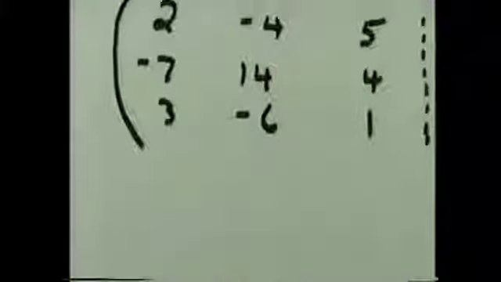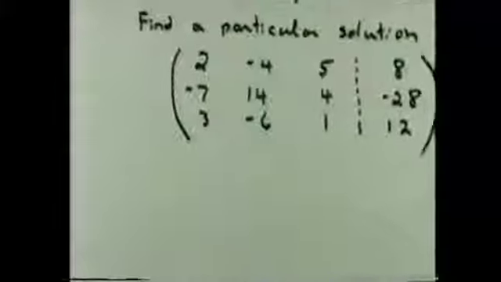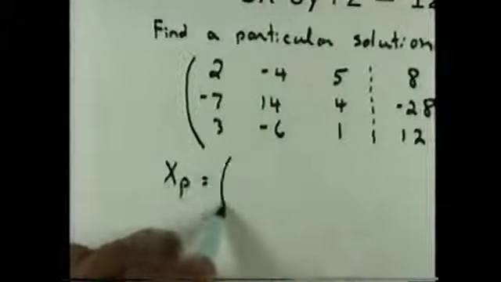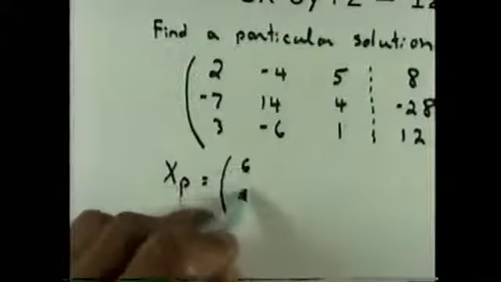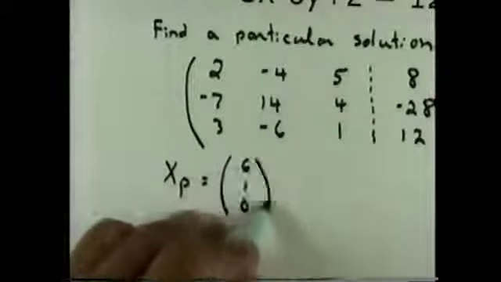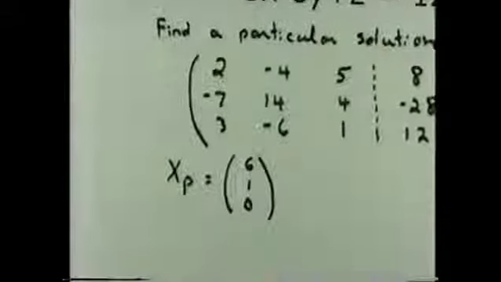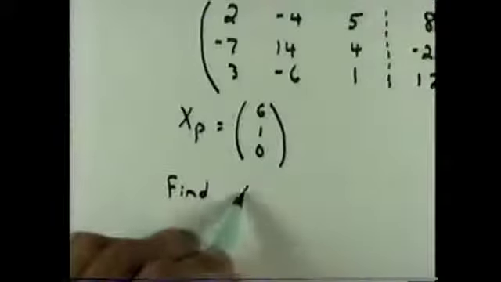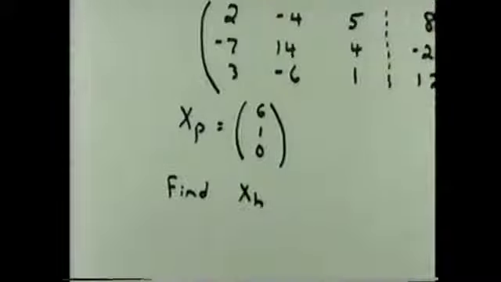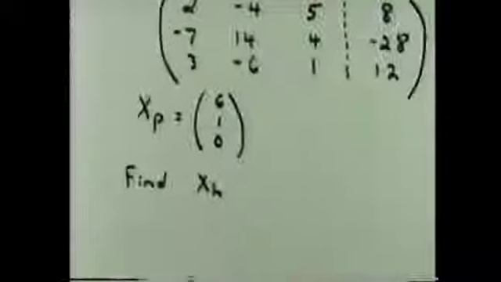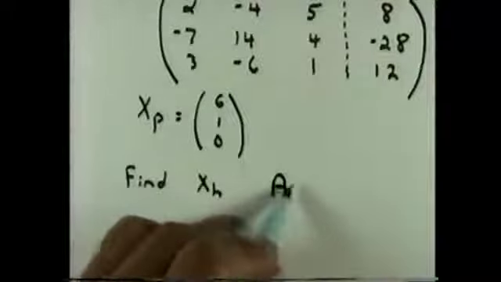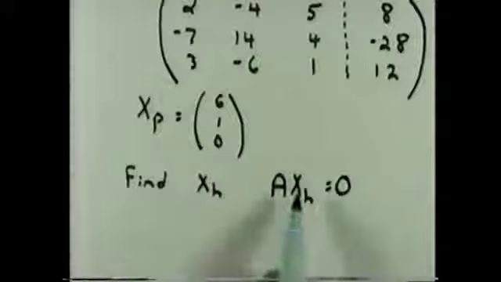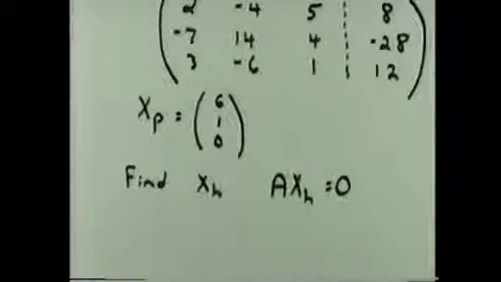So I can come back and I can write that xp is equal to 6, 1, 0. Now we need to find xh. Well, xh is going to be the solution so that A xh is equal to 0. That's going to be a solution to the homogeneous system.